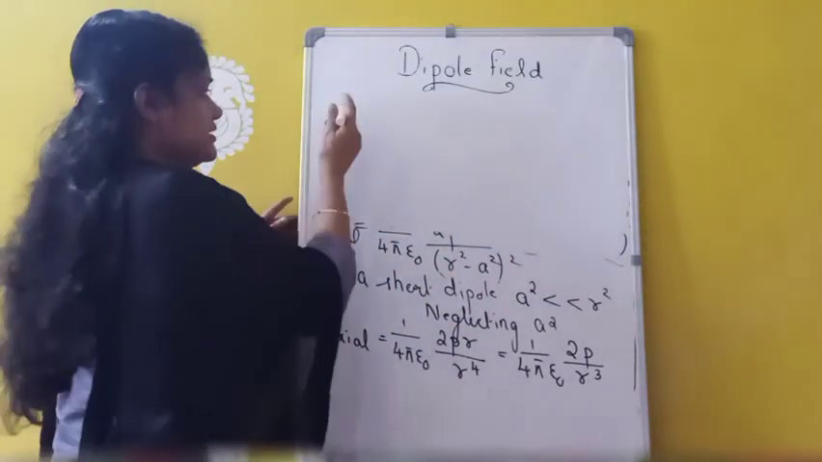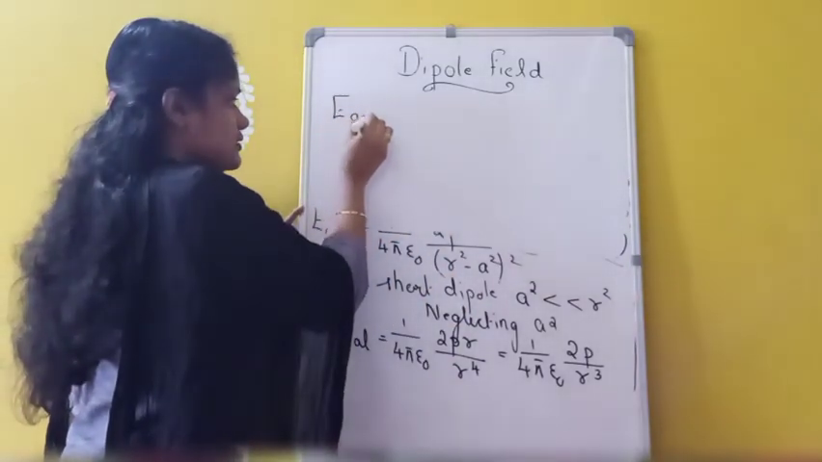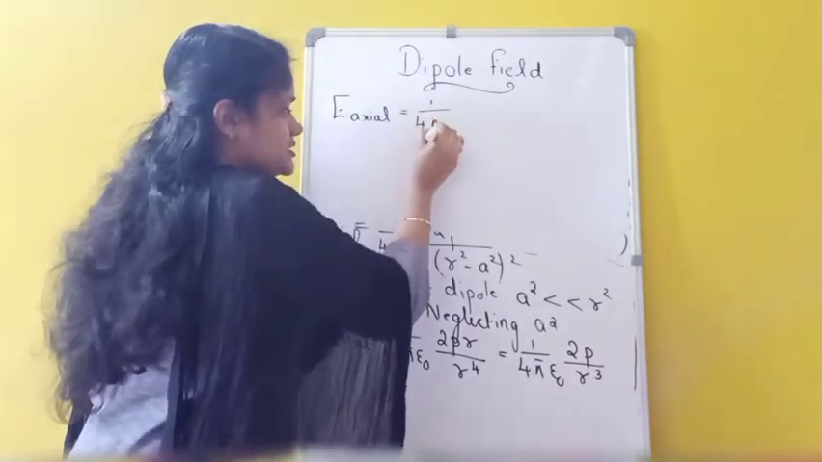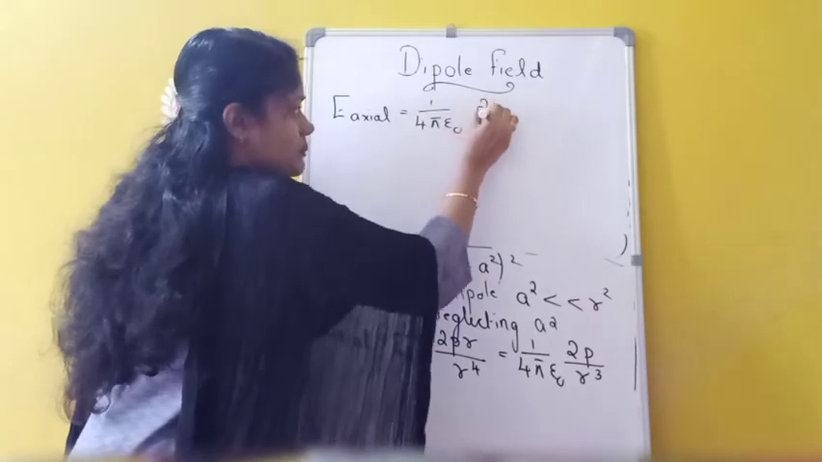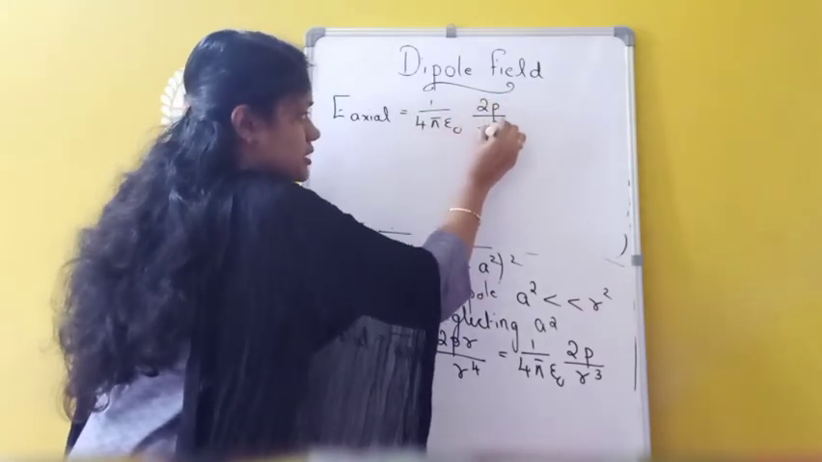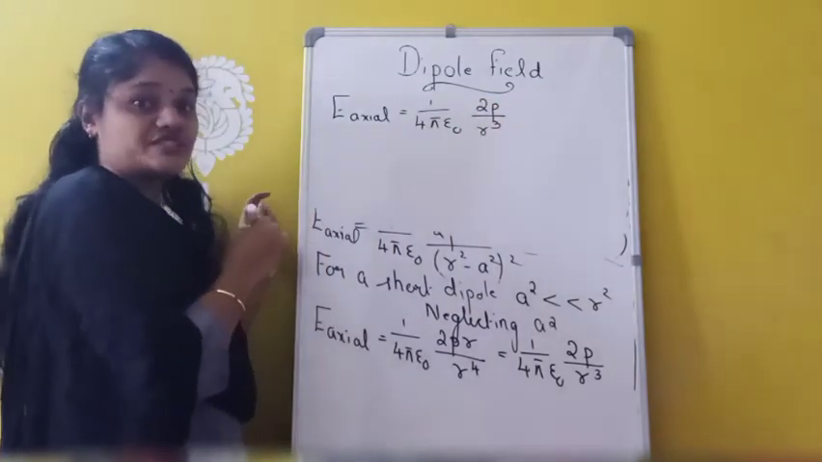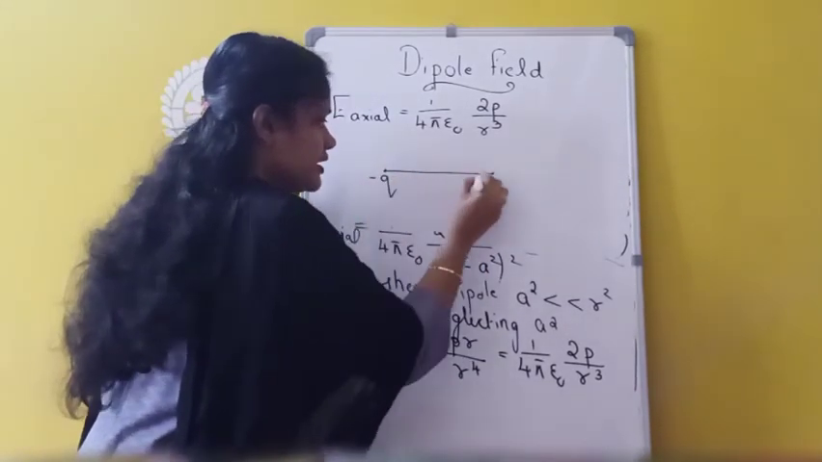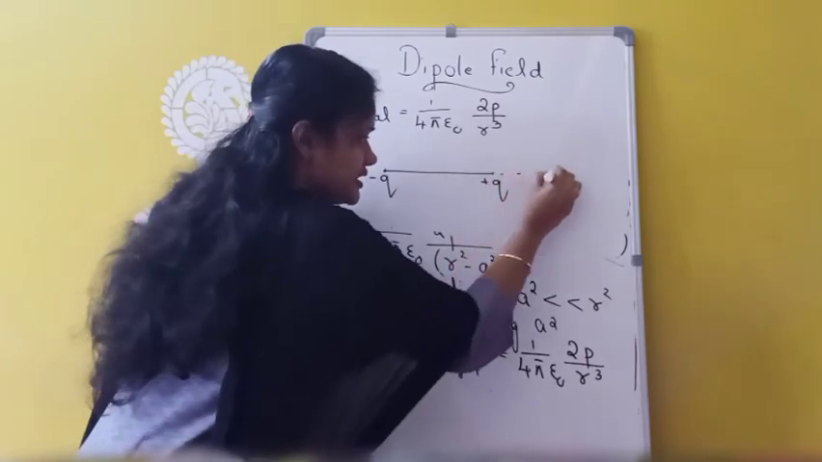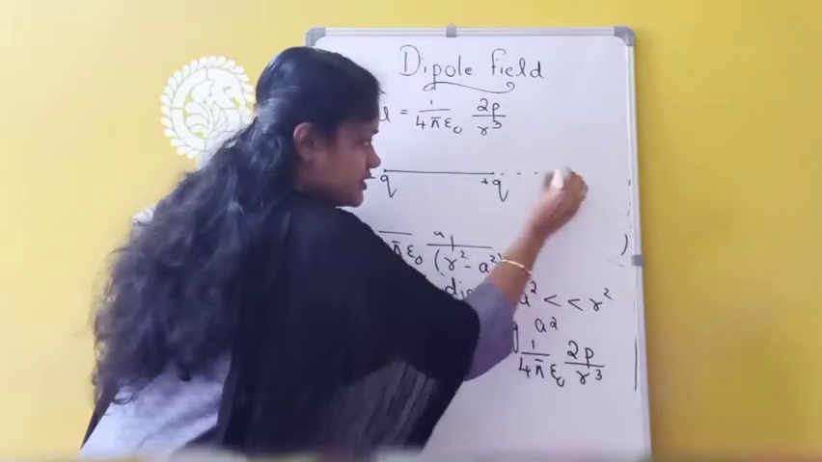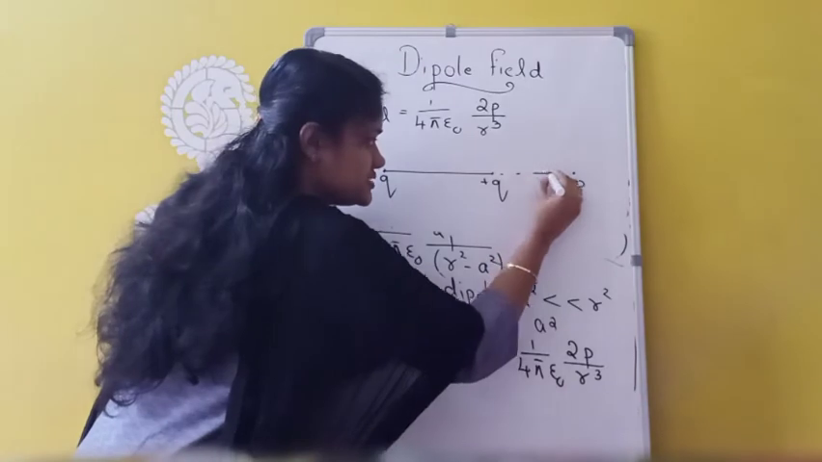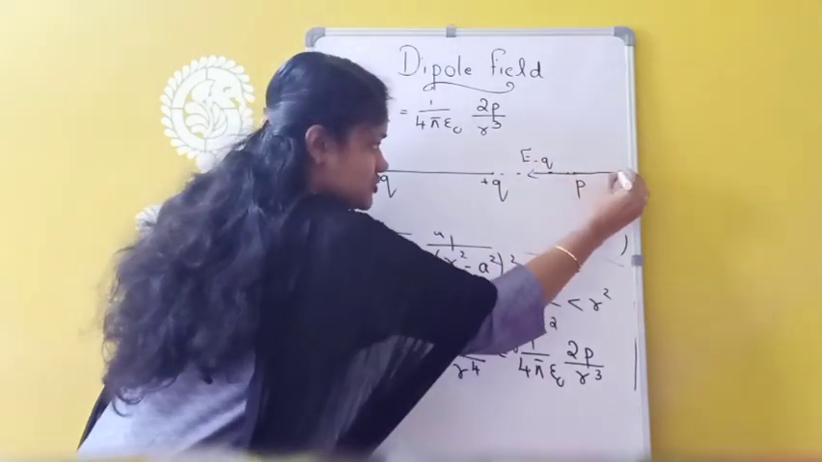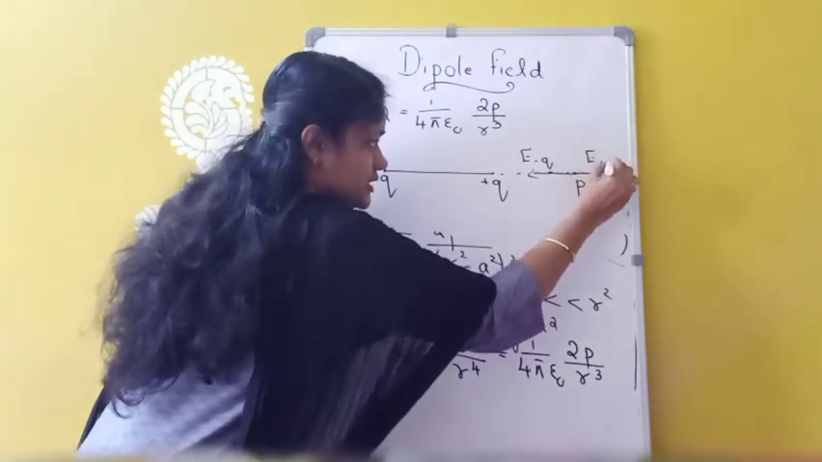So we have the net electric field E axial. The final formula is 1 by 4 pi epsilon 0 2p by r cube. Now we have to know what is the direction of this net electric field. So I told you this is the dipole, minus q, plus q, and we are considering the point P here, and this electric field due to minus q is acting in this direction, E minus q, and electric field due to plus q is acting in this direction, E plus q.